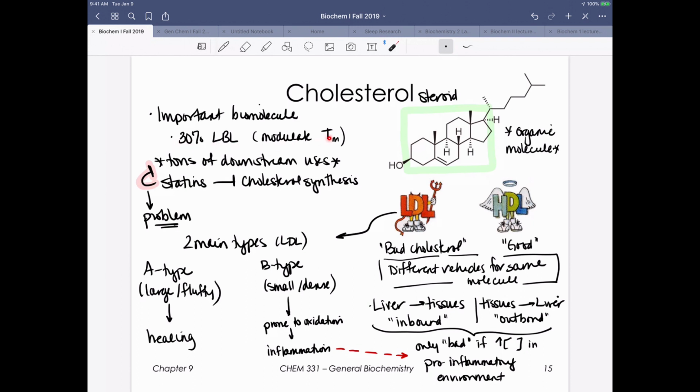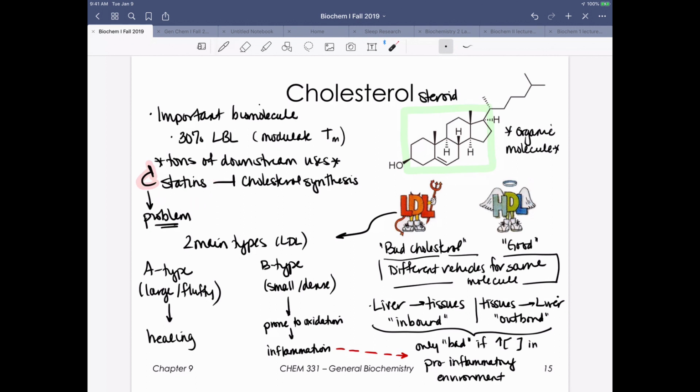So let's kind of step back here for a second. So again, it's an important biomolecule. About 30% of your lipid bilayers are actually going to have this cholesterol. And again, that helps modulate the melting temperature of that lipid bilayer so it maintains its fluidity. There are lots of downstream uses of cholesterol. We'll take a deeper dive in some take-home questions, but we'll also spend time talking about this again next semester.